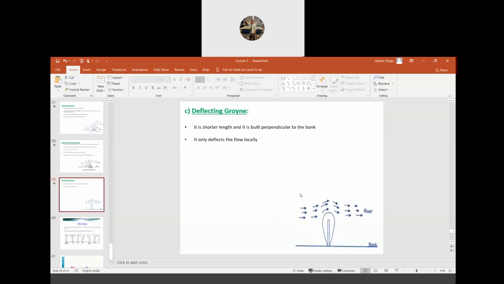Another type of spurs is called a deflecting groin. Here we project it 90 degrees like this. So it is very short in length and it is built perpendicular to the bank, and it can only deflect the flow locally. So let me share that PDF, and I'll show you what to study.